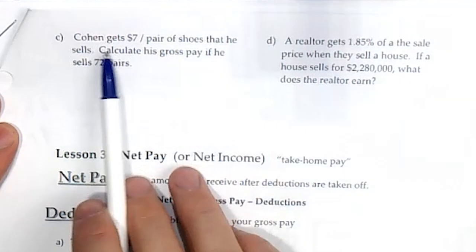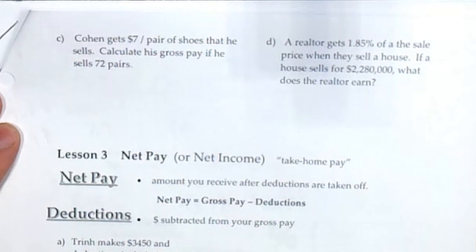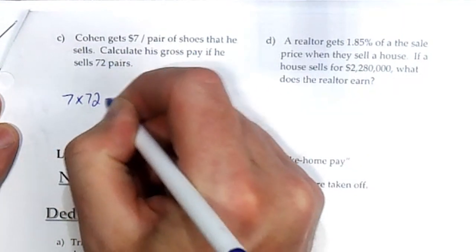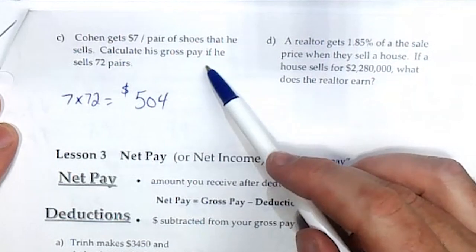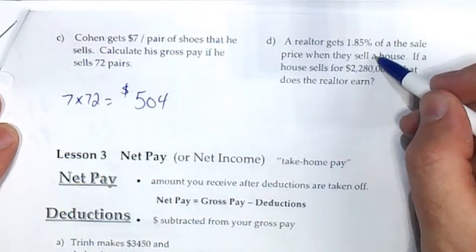Last 2, Cohen gets $7 per pair. He sells 72 pairs of shoes. So multiply them together. $504. So that's piecework. This one, realtor gets a percent, so it's commission again.